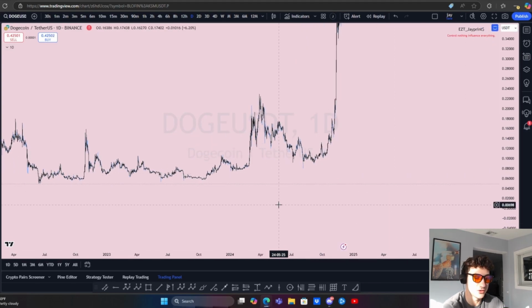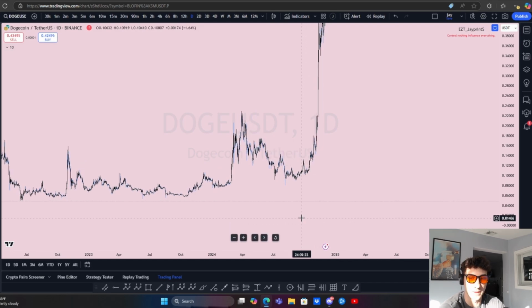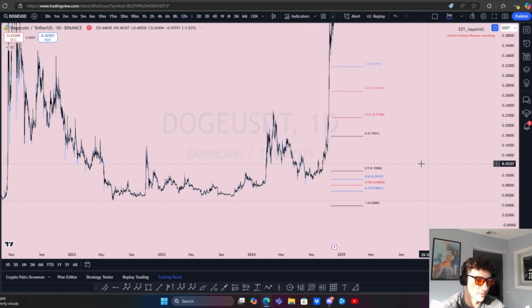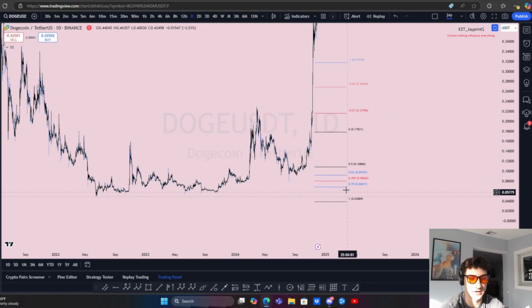But all you need is the bias. You need to look for a structure break. And if it broke structure and you saw displacement, draw your fib from the swing low to the swing high and look in your optimal trade entry, right? Golden pocket is 0.786 or 0.79. That is your entry zone.